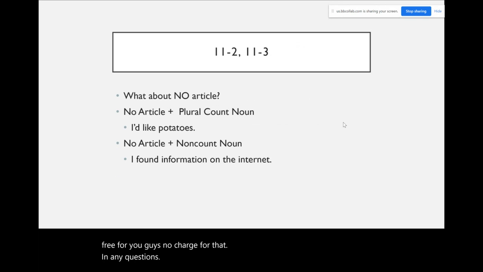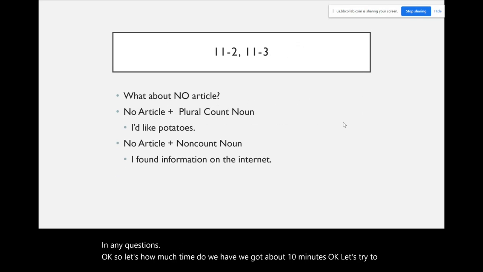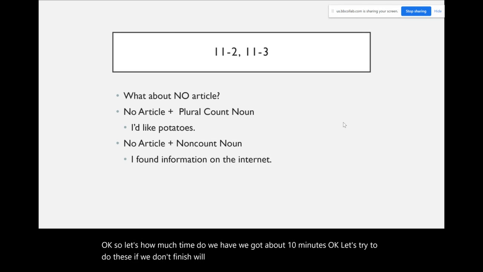Okay, so how much time do we have? We got about 10 minutes. Okay, let's try to do these. If we don't finish, we'll finish on Thursday.